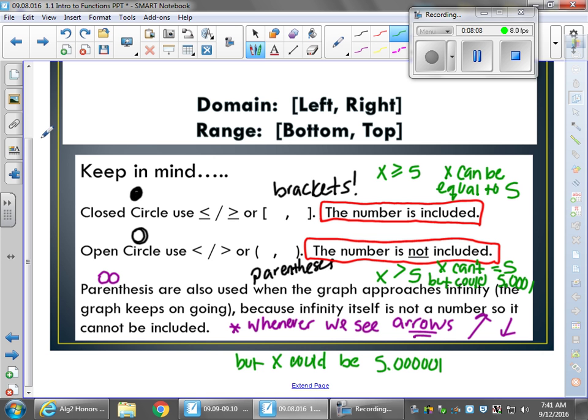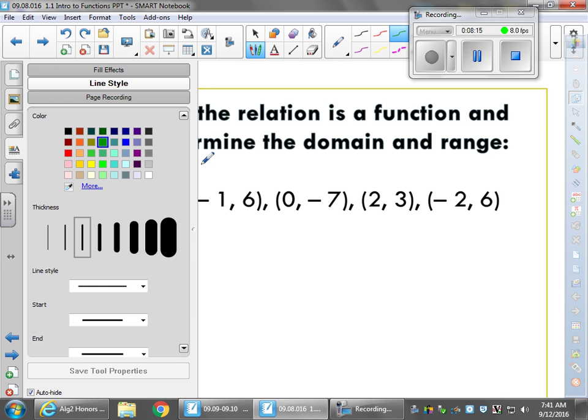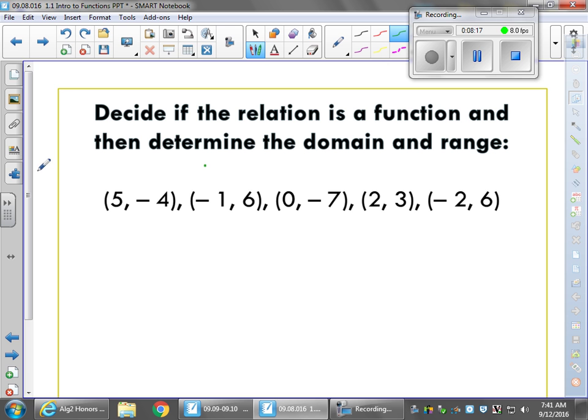Okay. Michelle, help her out with the rest of the notes if she needs it. Okay, so decide if the relation is a function, and then determine the domain and range. What does relation mean? What's a relationship in the real world?